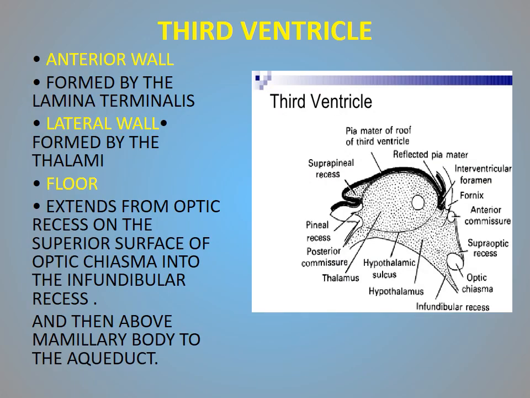So the boundaries of the third ventricle: anteriorly it is formed by the lamina terminalis, laterally by the thalami on each side, and the floor is formed from the supraoptic recess on the superior surface of the optic chiasma to the infundibular recess, and above, from the mammillary body to the aqueduct. So these are the boundaries of the third ventricle.